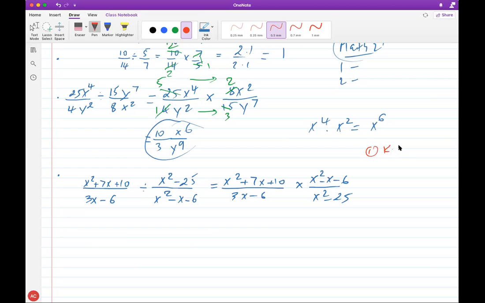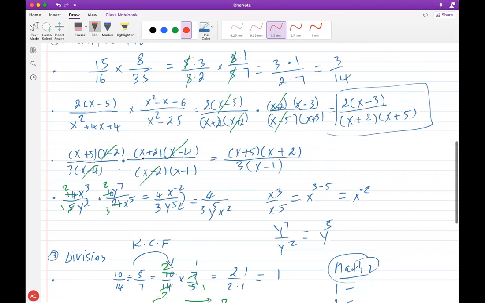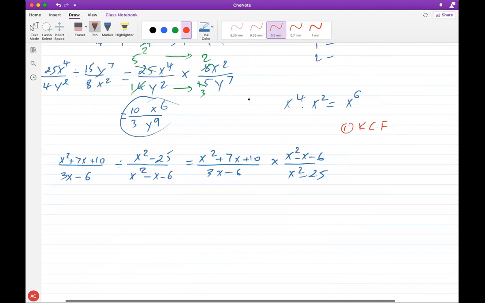So keep, change, flip. You have a multiplication. Does that look like this? I mean this. So now we're at this point. So what happens next? Can we cut it? Do we cancel, Professor? Can we cancel right away?